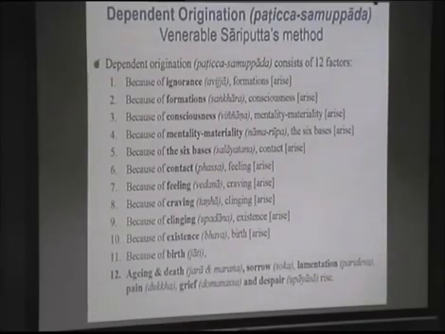Because of formation, consciousness arises. Because of consciousness, mentality and materiality arise. Because of mentality and materiality, the 6 bases arise. Because of the 6 bases, contact arises. Because of contact, feeling arises. Because of feeling, craving arises. Because of craving, clinging arises. Because of clinging, existence arises. Because of existence, birth arises. Because of birth, aging, death, sorrow, lamentation, pain, grief, and despair arise. So with all this known, we can learn dependent origination.